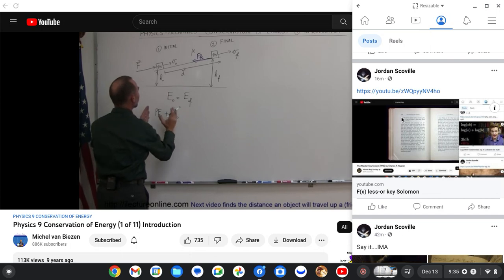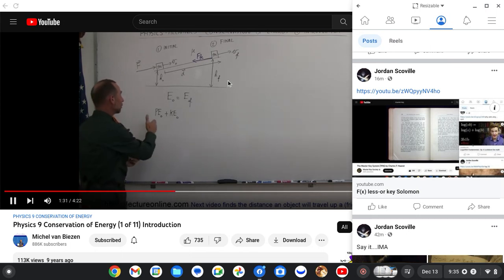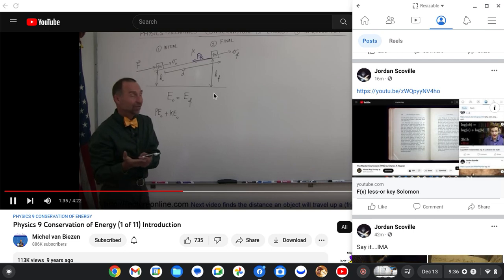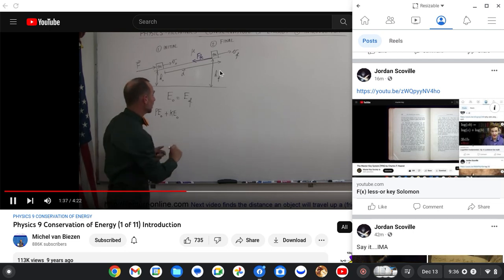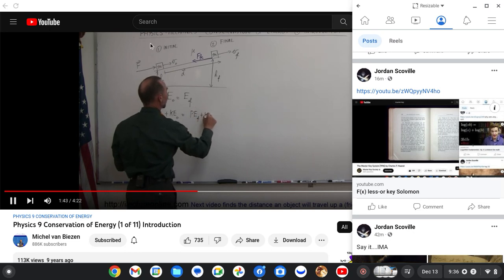So that would be the total energy the object can have. It's the sum of its potential and kinetic energy. And in the final state, when it has a different height above ground and a different velocity, you will have a final total energy of final potential energy and final kinetic energy.